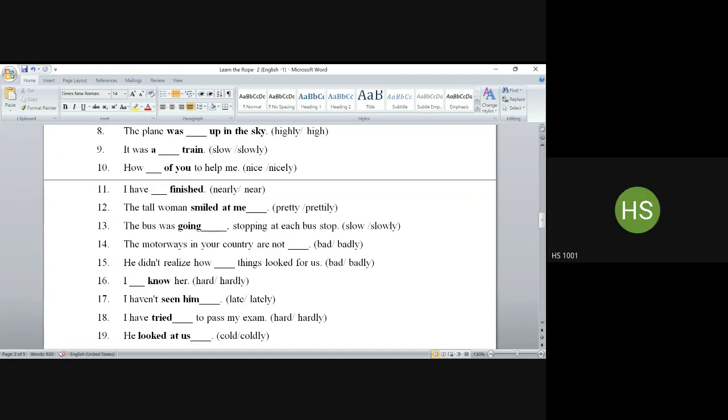But what about hardly? Can you give me a sentence with hardly? He hardly speaks to anyone. So is it an adverb? Yes, it is an adverb. Hardly knows. Okay, so it qualifies your verb. So hardly speaks.